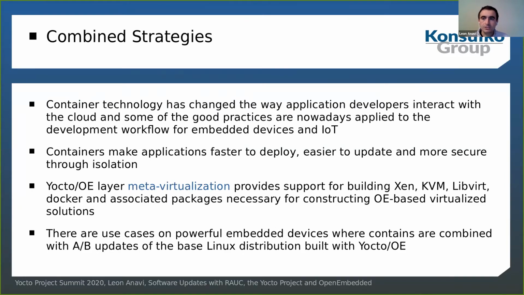Speaking about combined strategies, this is something that I see happening more often nowadays. Basically, the idea is that you have a very small minimal image as a base Linux distribution built with the Yocto Project. With the integration of the meta-virtualization layer, you can add containers, for example, Docker. So you can have, for example, an A/B update of the base with RAUC or Mender and Docker images running and updating on top of it.